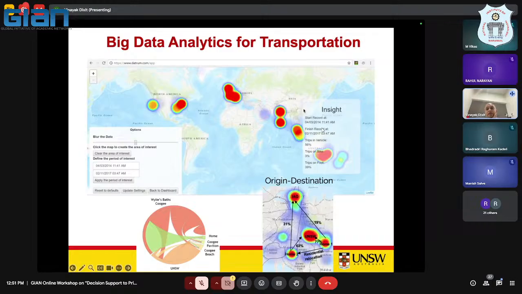So for each individual, you can actually estimate your utility function, because this data is available. All right, and it can also tell you what your ODs are based on time of day.